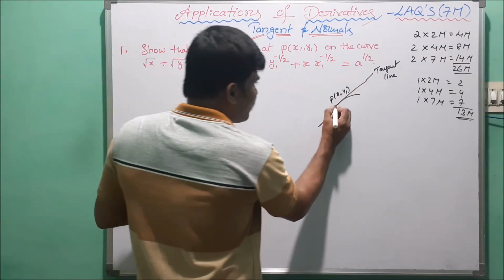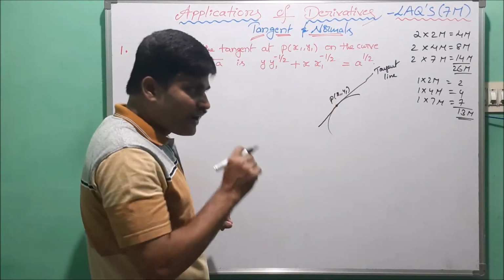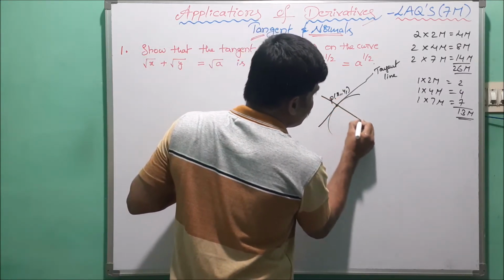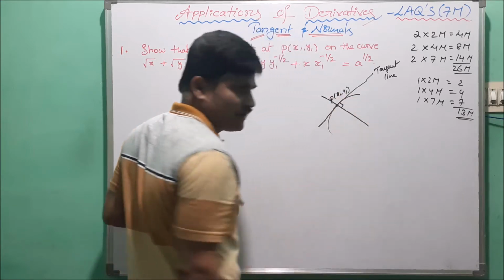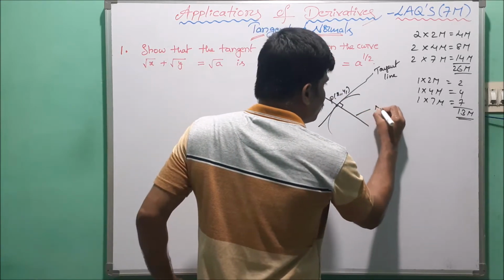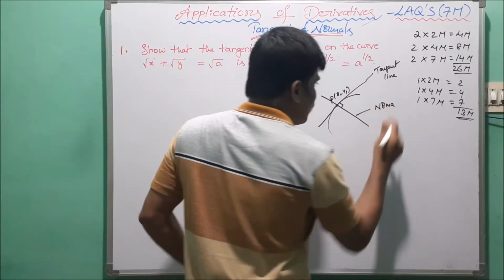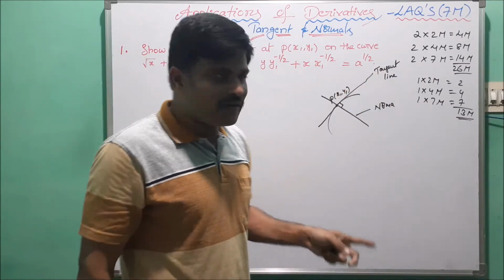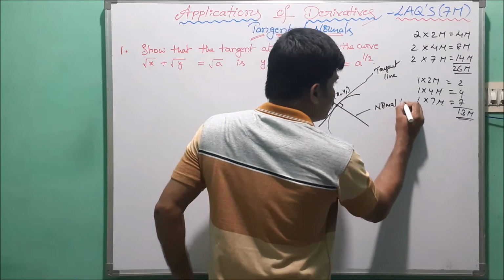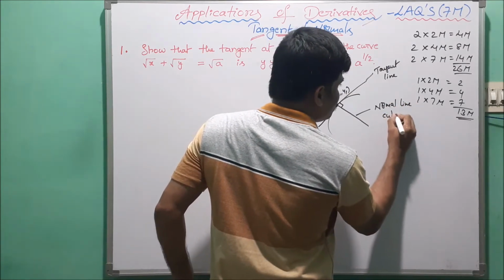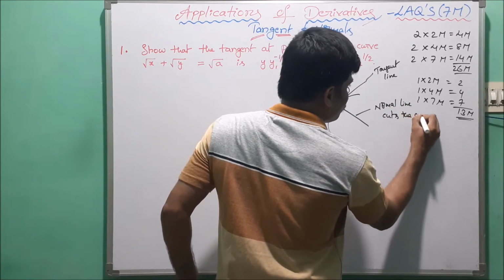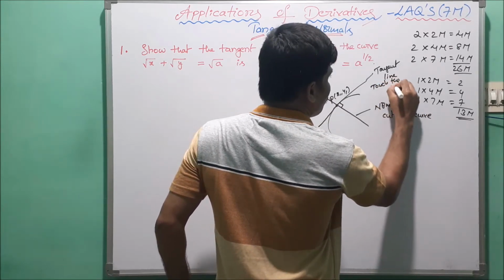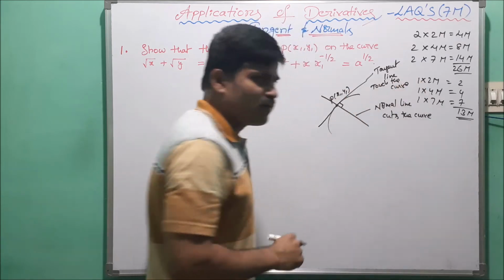Now at the same point we draw one perpendicular line to the tangent line. This line is called the normal line. This normal line cuts the curve. The tangent line touches the curve, the normal line cuts the curve, at the same point P of x1, y1.